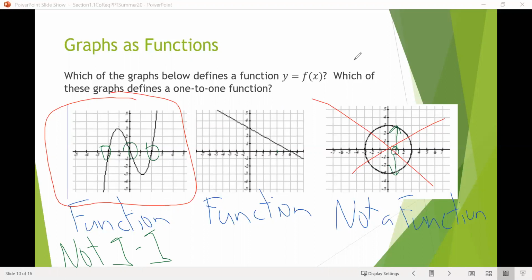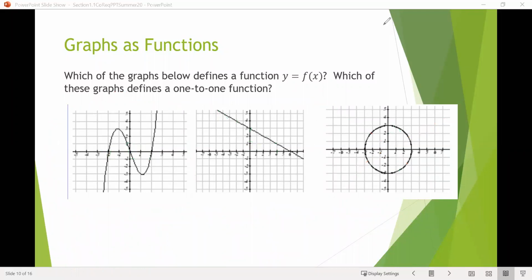However, for the middle one, we see that this is not the case, right? For any output we choose, there's only going to be a single input and only a single place where it matches up with the graph. So this one would be 1-to-1, again, because each input has its own unique output.